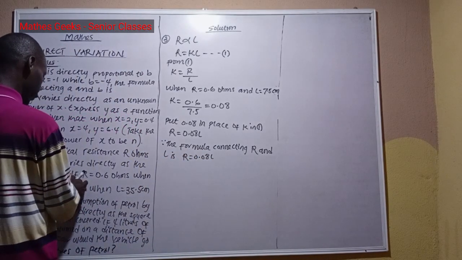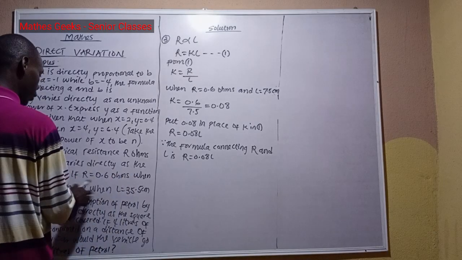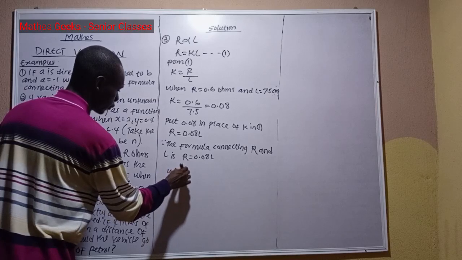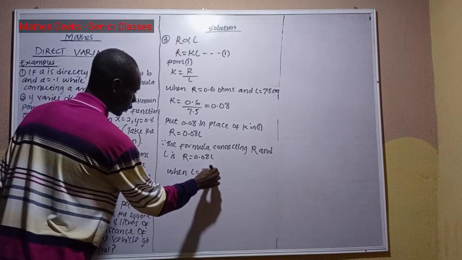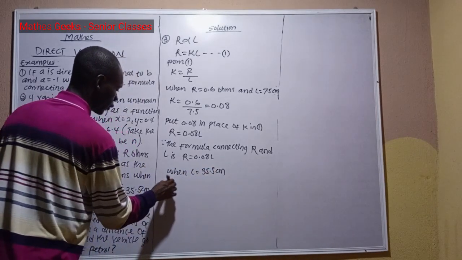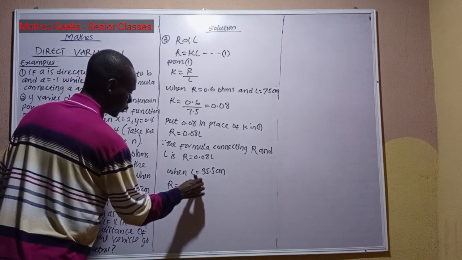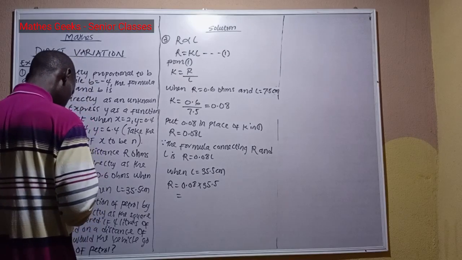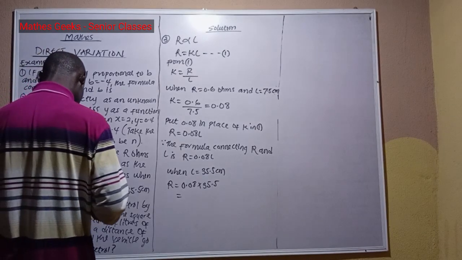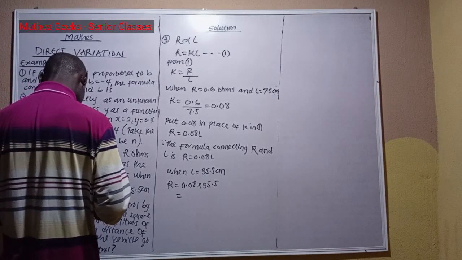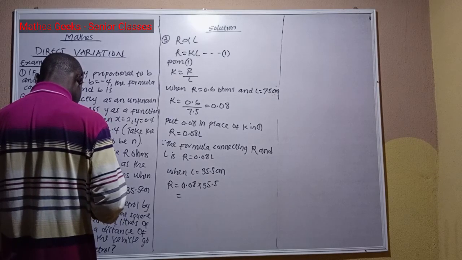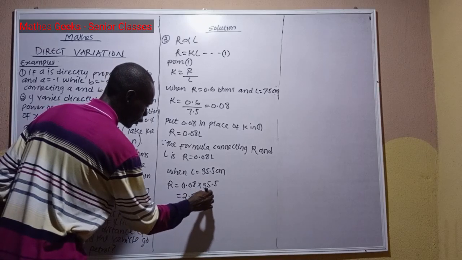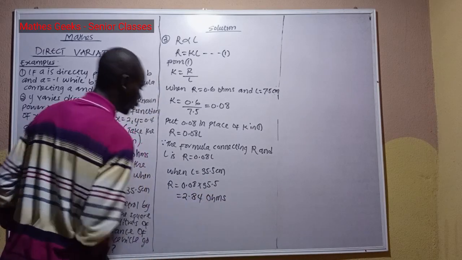So find R when L is 35.5. So when L is 35.5 cm, R is equal to 0.08 times 35.5. That's 2.84 ohms.